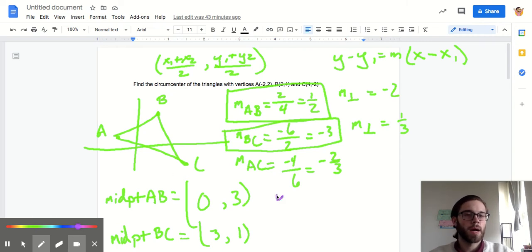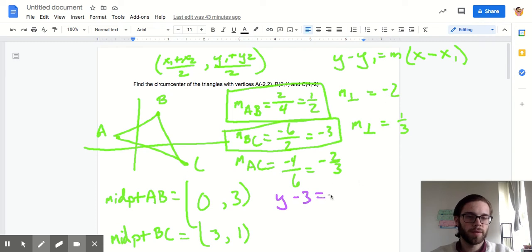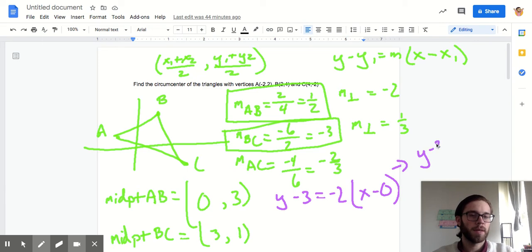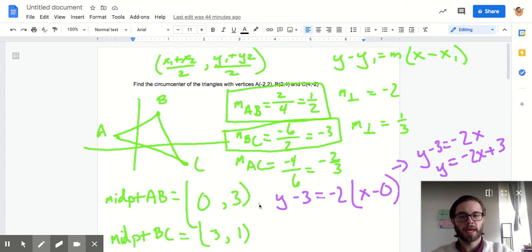So I have y minus 3 equals negative 2 times x minus 0. So that would ultimately mean, if I leave that over here, I have y minus 3 equals negative 2x. So y equals negative 2x plus 3. Okay, so there's one of my lines.